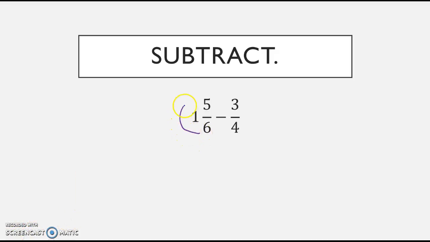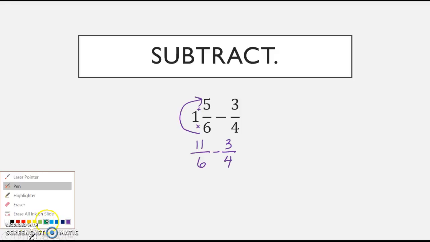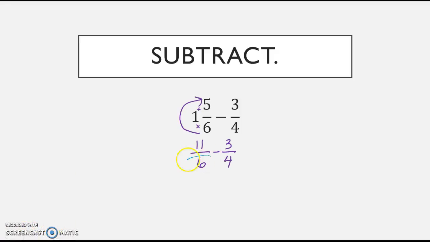And by doing that, we're using the big C method. Hopefully we all remember that. You multiply your denominator by your whole number and then add it to your numerator. So we would do 6 times 1, which is 6, plus 5, which is 11. So we'd write this as 11/6 minus 3/4. So 1 and 5/6 is the same as 11/6. Now, once we get to that point, we still need to find that common denominator, 6 and 4.